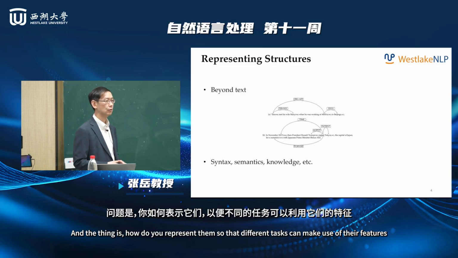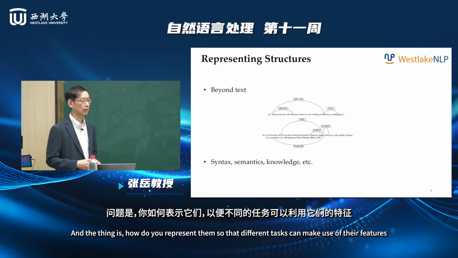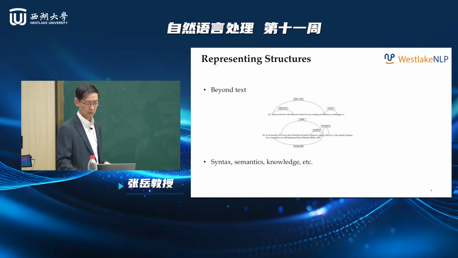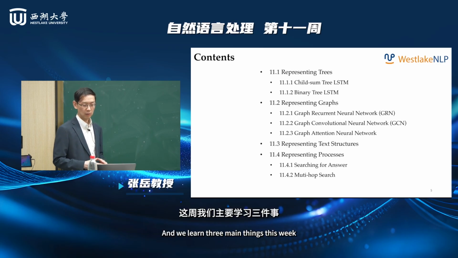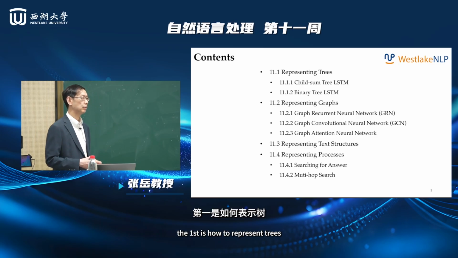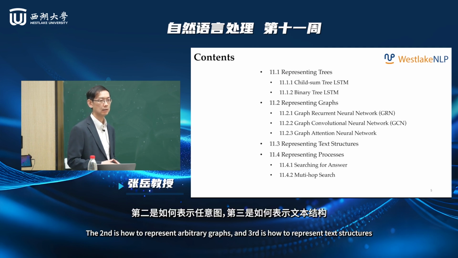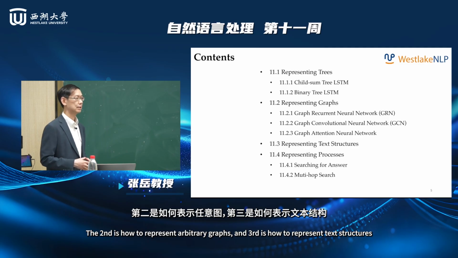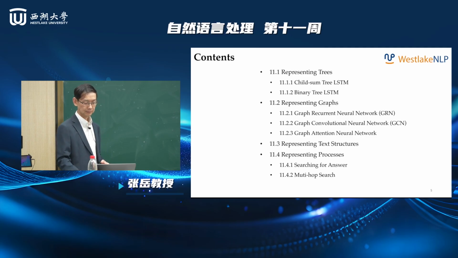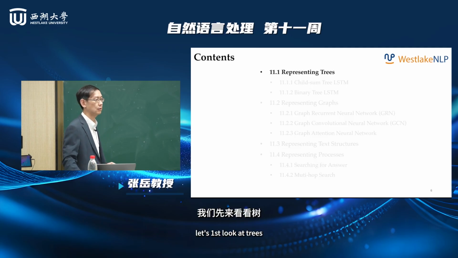And the thing is, how do you represent them, right, so that different tasks can make use of their features? And we learned 3 main things this week. So the first is how to represent trees. Okay, the second is how to represent arbitrary graphs. And the third is how to represent text structures. Okay, so let's first look at trees.